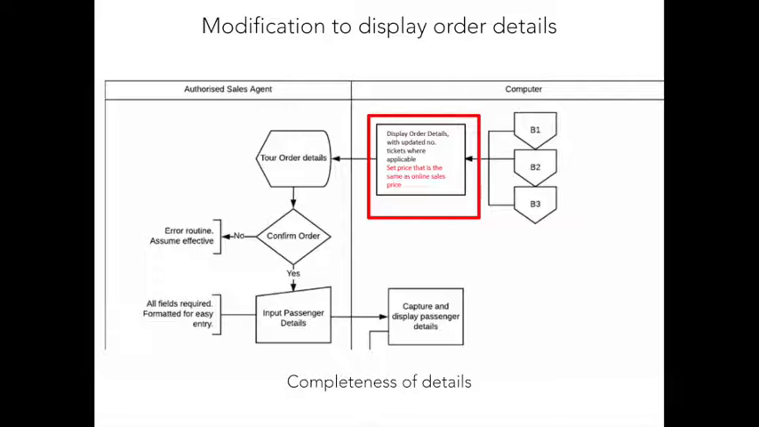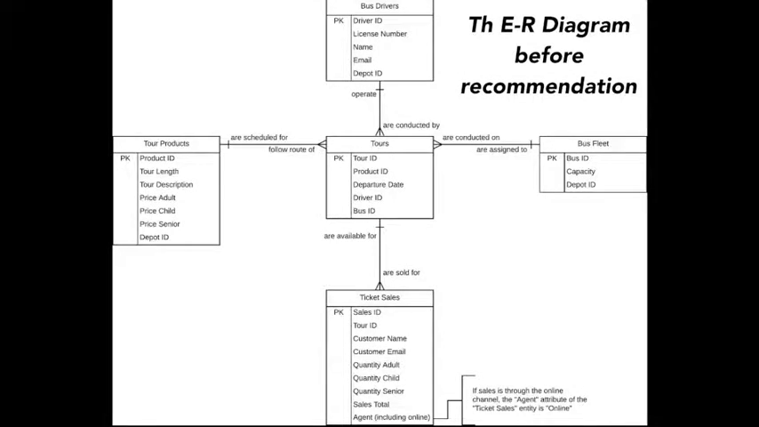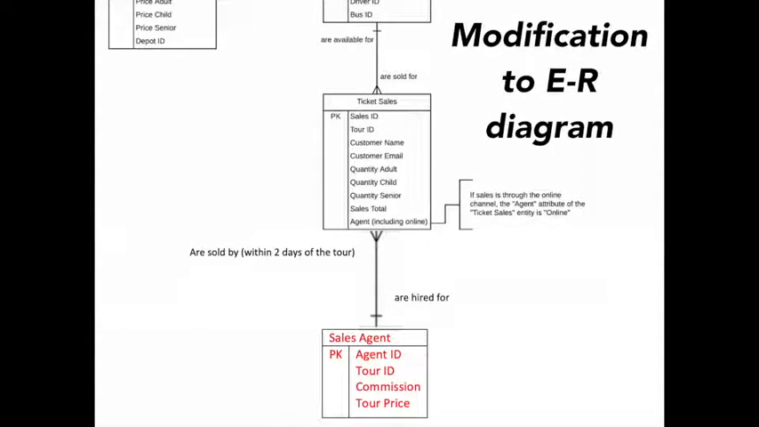In the reseller flowchart, the display order details have been changed to include the prices of the particular ticket, reducing price variation as it restricts agents to charging a default price. Furthermore, in the ER diagram, we will create a new entity called sales agent, which includes the primary key, commission and tour price. Not only will this ensure that the databases include the commission rate and the default price, but it will also provide customers with all the information available, as the details of their purchases will be complete. Consequently, we are creating a more transparent pricing system.